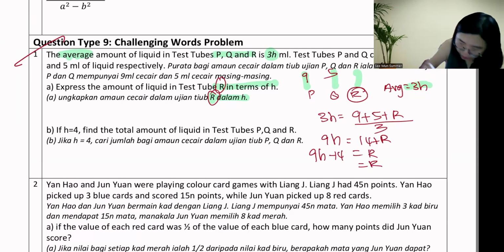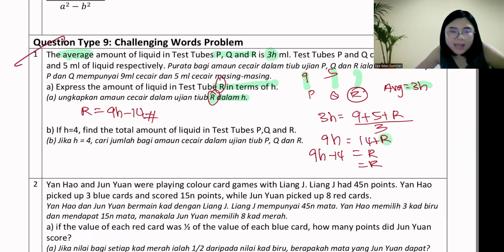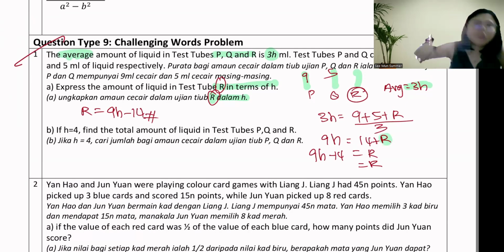So R will be 9H minus 14. Even though just now we do R is on the right side, right? But at the end, the answer will always flip R to the other way. Just flip it back, just like a pancake, you flip it over.